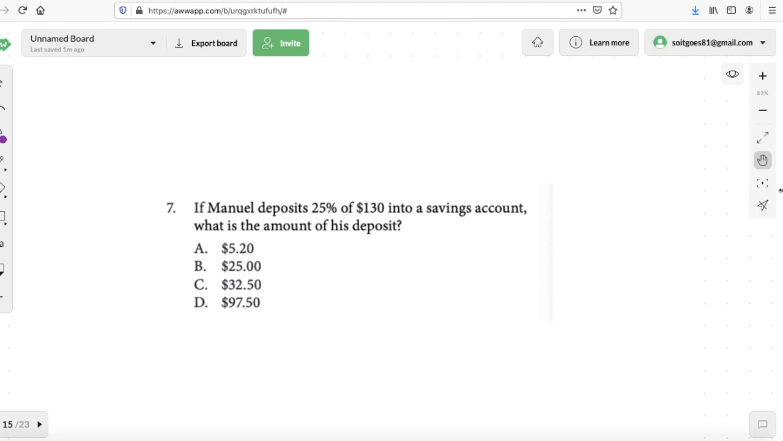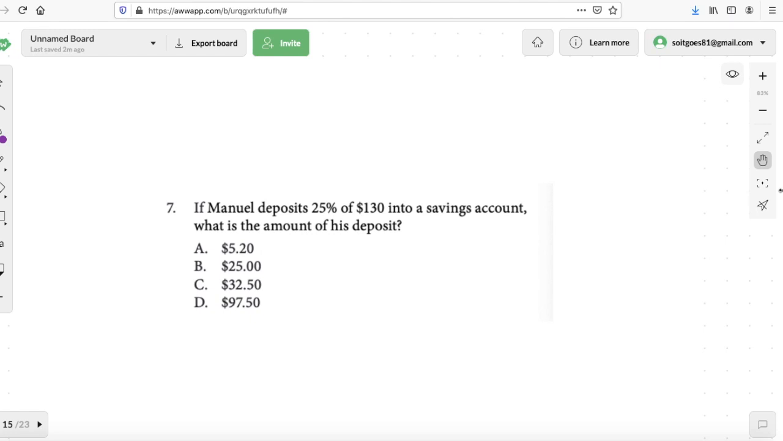Like 25-ish? Yeah, maybe a little bit bigger than 25, because 25% of 100 would be 25. Maybe 30, 35, something like that. Okay. Look at the answer choices. There are 2 answer choices that aren't even close. What answer choices can we eliminate?